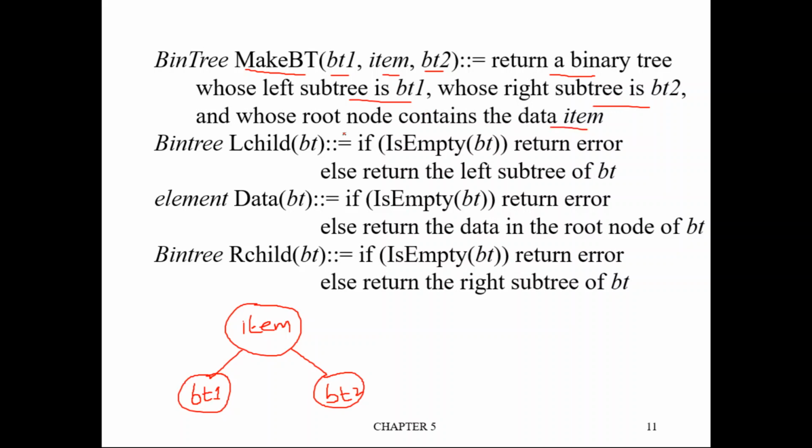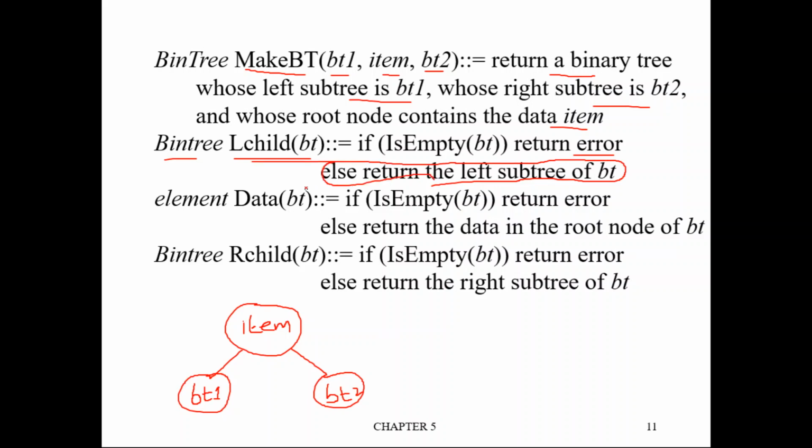Then, left child of BT. BT is something like a pointer, probably pointing to the root node, or to anything which you want to check. This will check whether a particular node, if BT is pointing to a node, has a left child or not. If there is no left child, it will return error. If there is a left child, it will return a pointer to the left subtree. Left child is nothing but the left subtree. Even if there is only one node, you can call it a subtree.